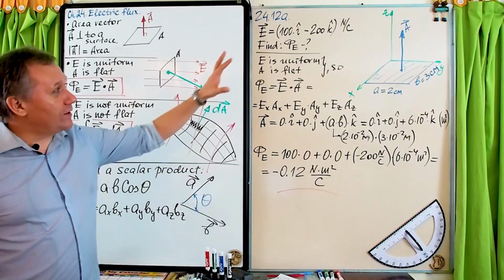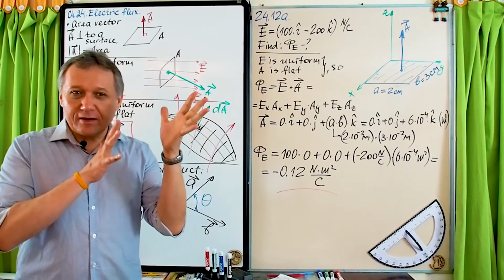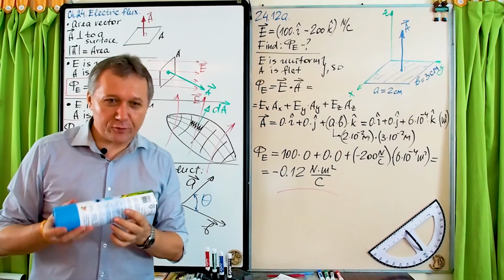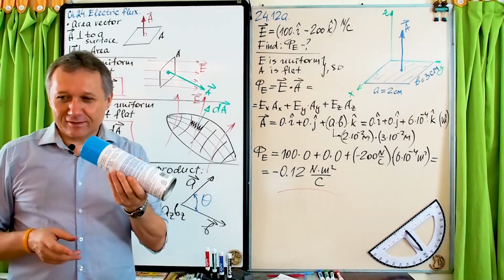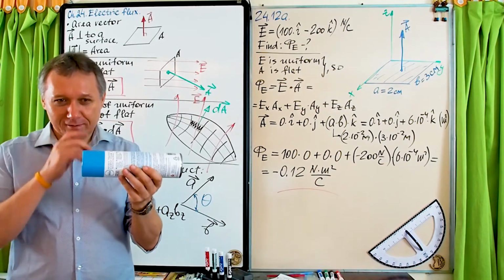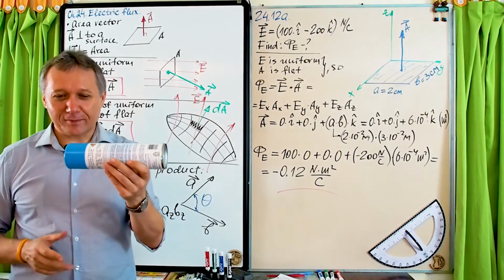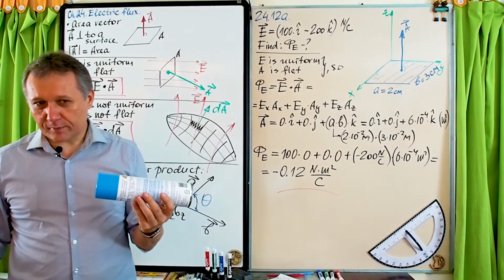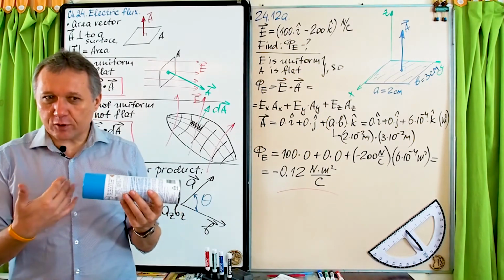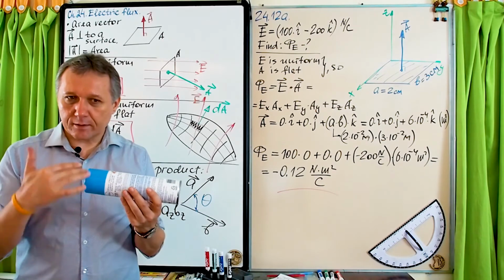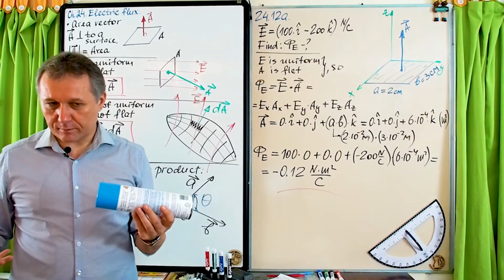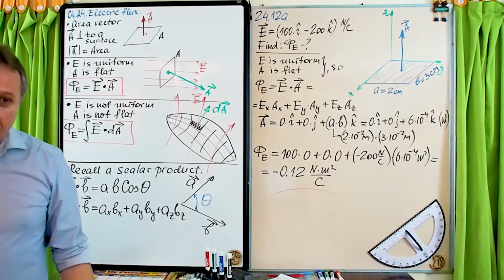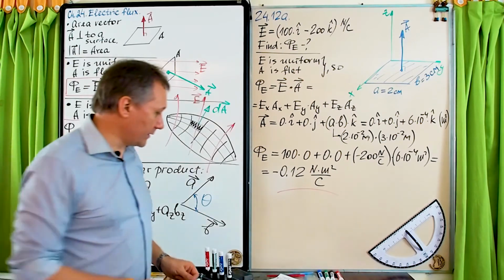So over here in the first two problems we had just a single, simple, flat surface. But what if we have a more complicated surface? I couldn't find anything better than this cylinder, which is to clean carpet. So let's assume that we have a cylinder exposed to a uniform electric field, and we will need to find the total flux through this complicated surface, because a cylindrical surface is significantly more complicated than flat surfaces. So let's calculate the electric flux in this case.